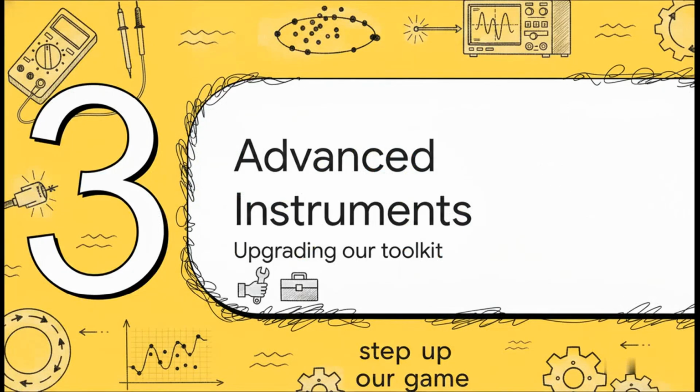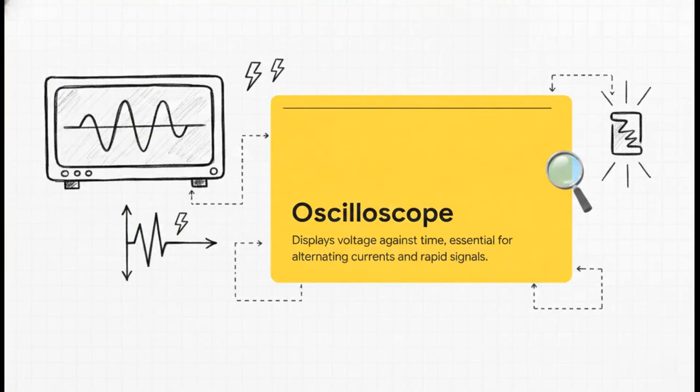Section 3. Advanced Instruments and Analysis. To defeat that massive human error, we really need to step up our game. Our first high-tech solution is the oscilloscope. When things happen way too fast for the human eye to track, like a rapid alternating current or capacitor discharging, we use this device to literally draw the voltage on a screen against time.